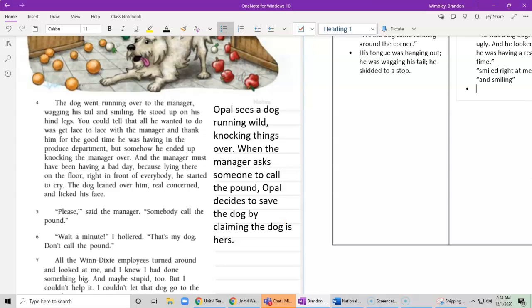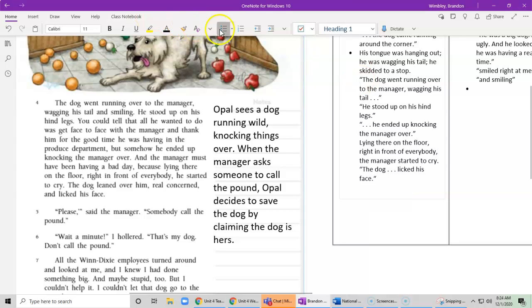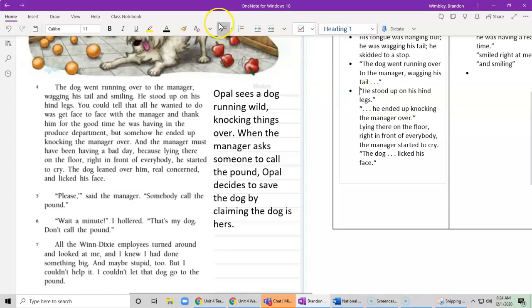Well, we see some observations here, some things that everyone could look around and say, yeah, that's happening. The dog went running over to the manager, wagging his tail. That's something the dog did. That's an action. He stood on his hind legs. We could all look and see the dog doing that. He ended up knocking the manager over. Lying there on the floor, right in front of everybody, the manager started to cry, and the dog licked his face. Those are all observations. Those are all things that everyone there could see and say, yeah, that's exactly what's happening. Oops, I forgot to put my bullet points in. Those are all observations, things that other people can look and see the exact same thing happening.